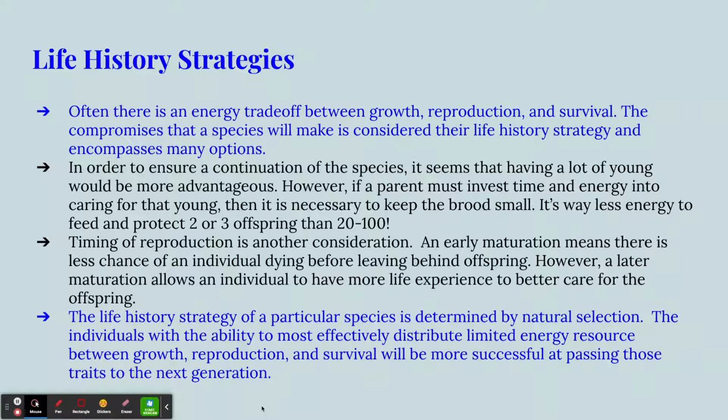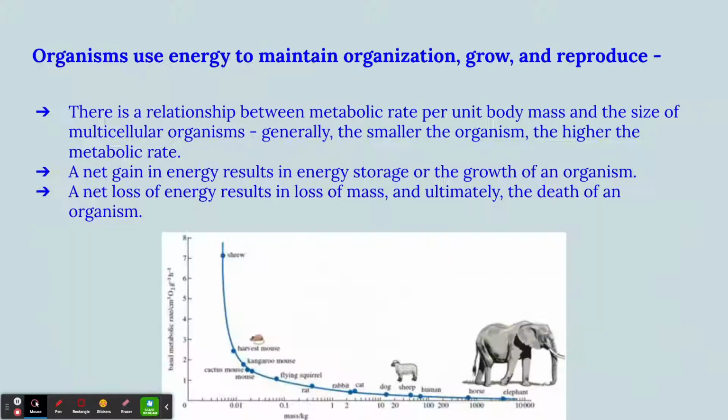So the life history strategy of a particular species is again determined by natural selection. The individuals with the ability to most effectively distribute limited energy resources between growth, reproduction, and survival will be more successful at passing those traits to the next generation. So it's all about fitness. Who is able to basically use and distribute their energy more efficiently, so that they are able to survive and make viable offspring.